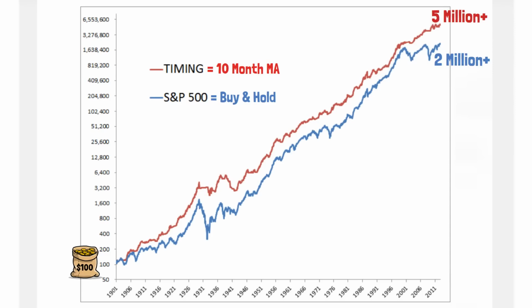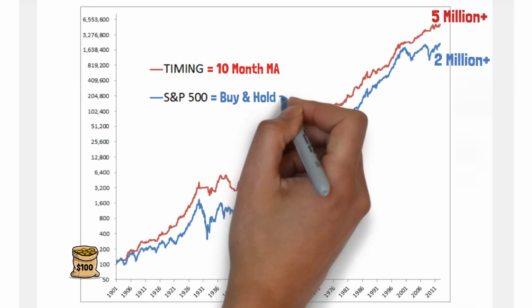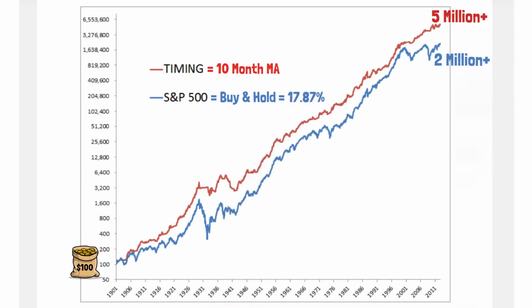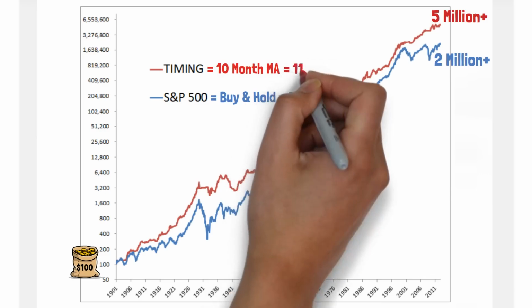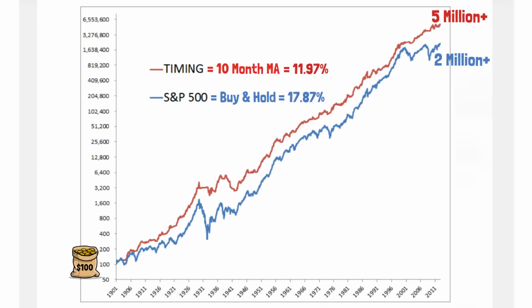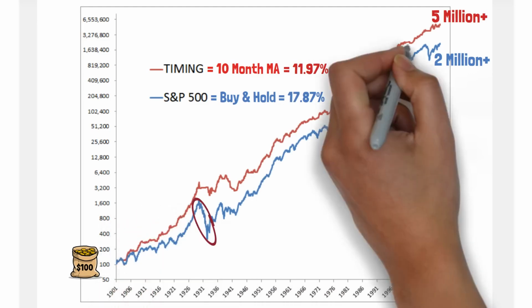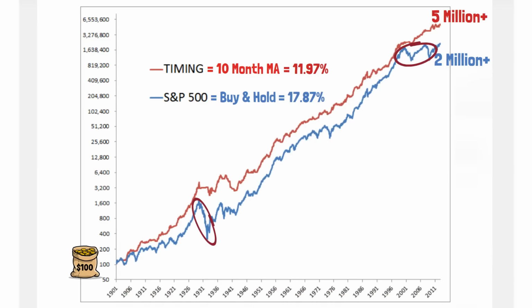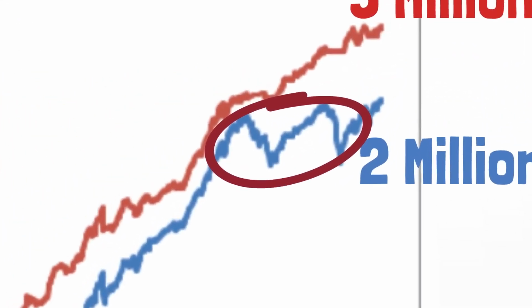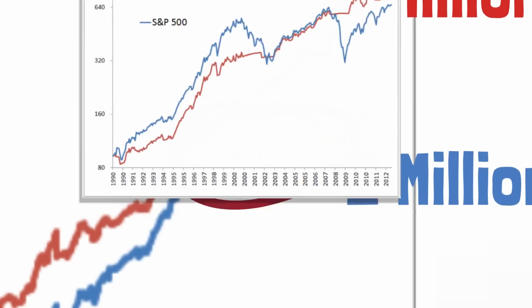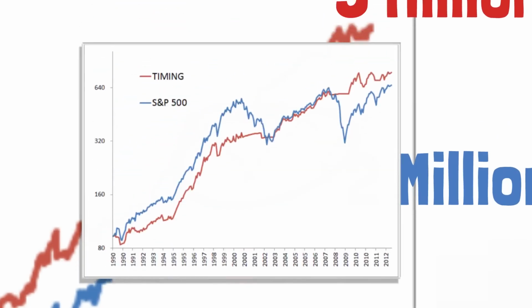The key, however, is not the endpoint value, but the journey getting there. The buy and hold approach had a volatility percentage of 17.87 enduring many declines, whereas the timing approach saw volatility of 11.97%, avoiding many of the major declines. A closer look at the dot-com bubble and the great financial crash shows just how beneficial the timing approach is.